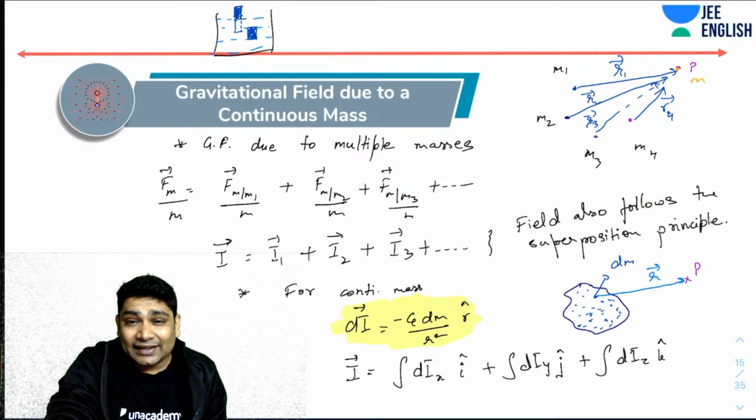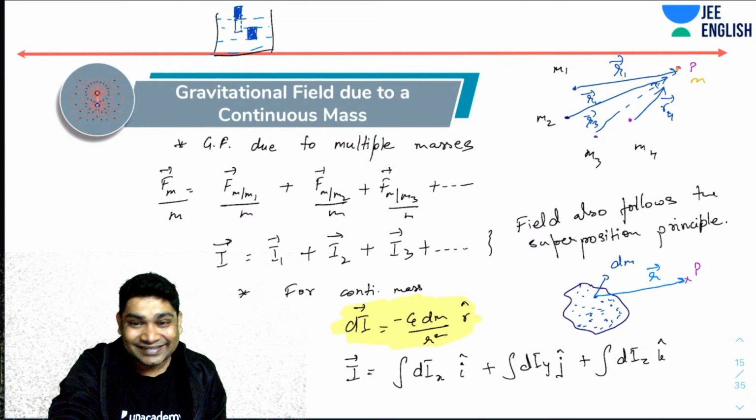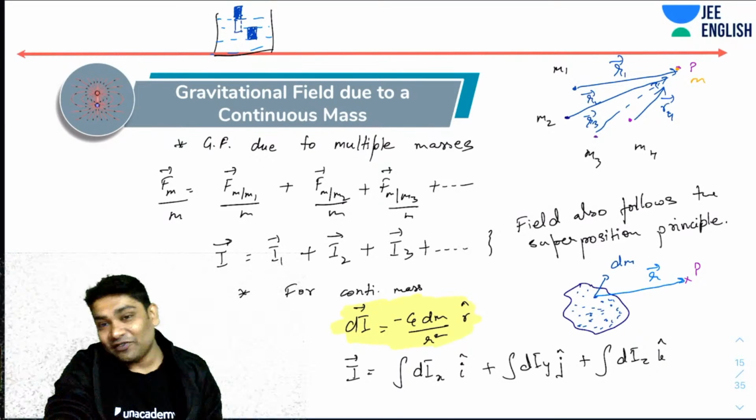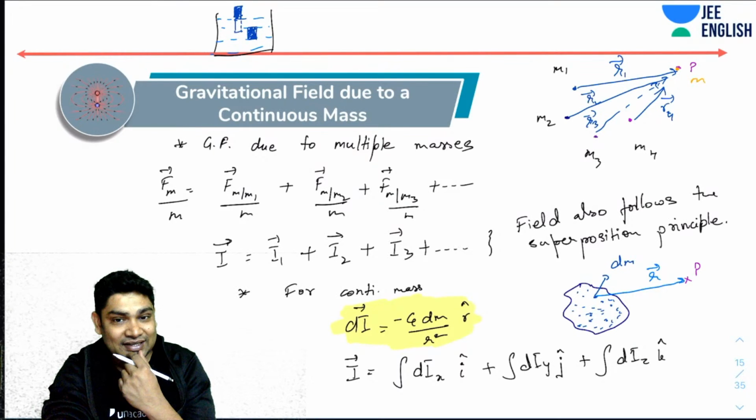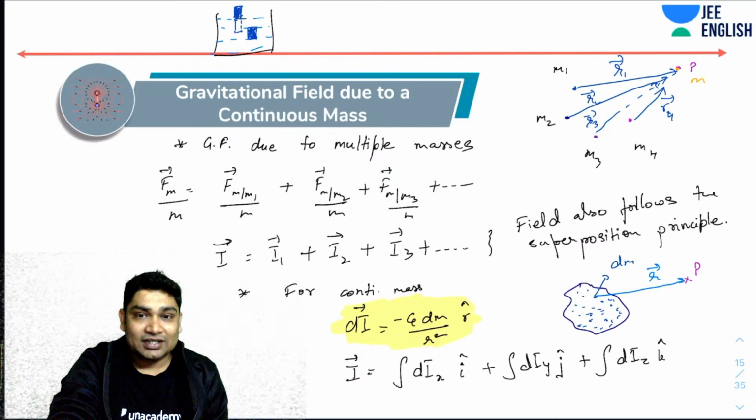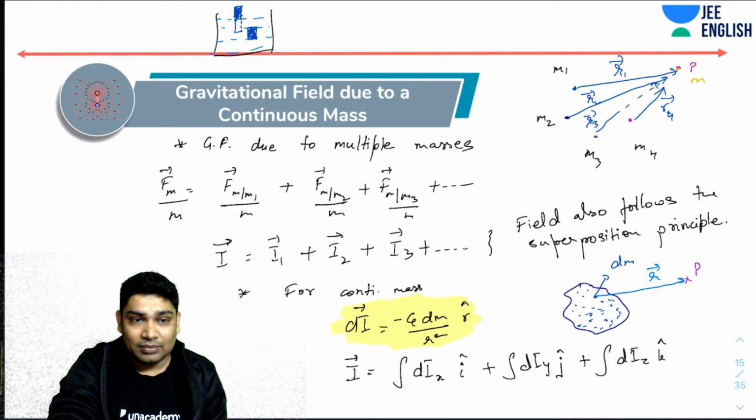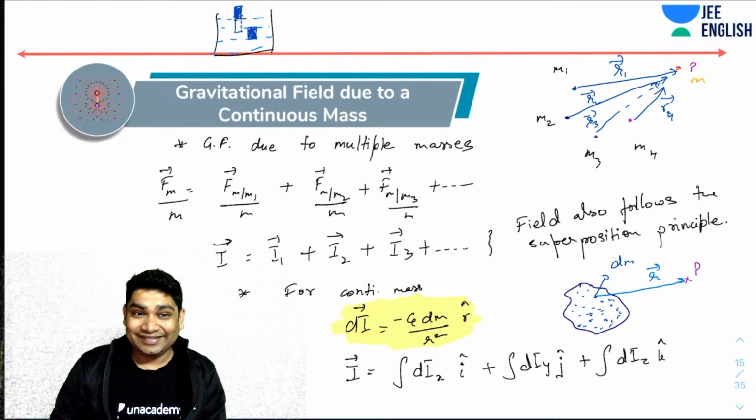Okay, so A says float, sink, or neutral. So what do you think by neutral? It won't sink, it would just float completely submerged. It would just float completely submerged. That is something that I can tell you.